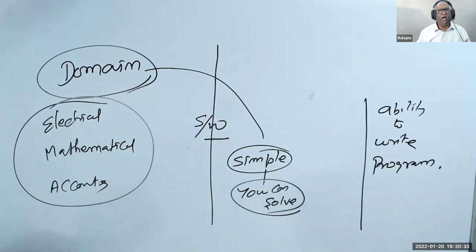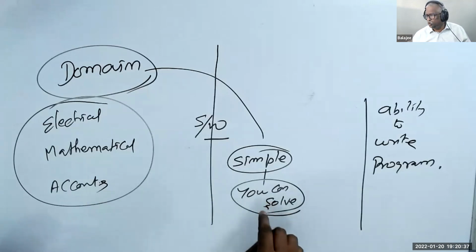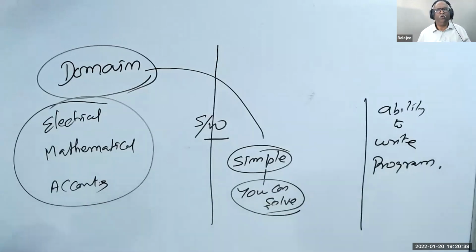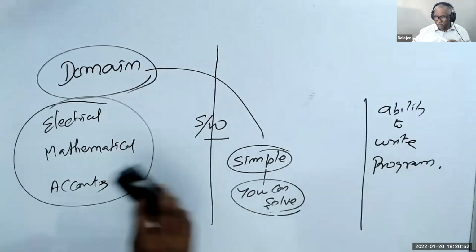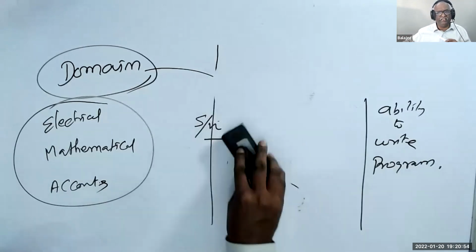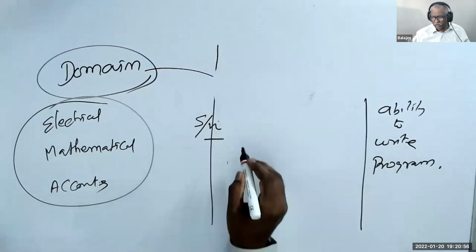Now, I ask you to write a program for what you can solve. Understand one thing? What you can solve, I'm asking you to write a program for. I'm not asking you about a problem which you cannot solve. Now you can solve it, so you write a program. But in between there is one more thing, which people call an algorithm.